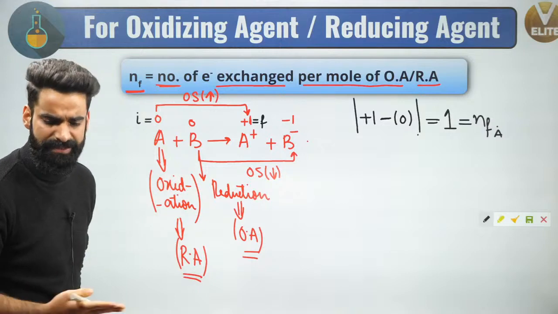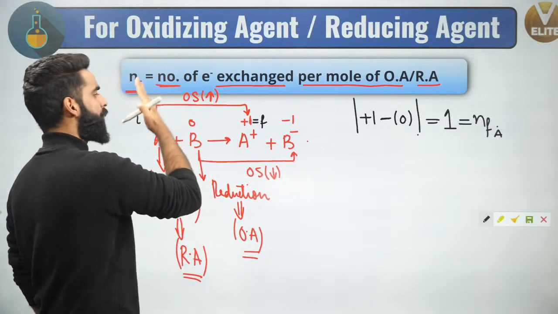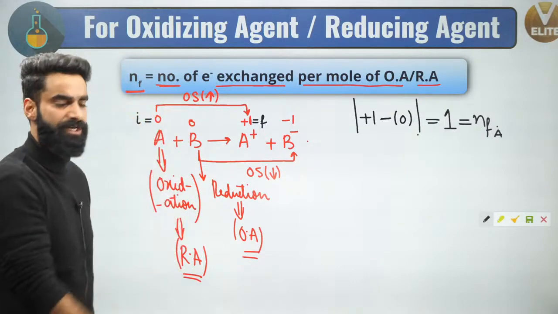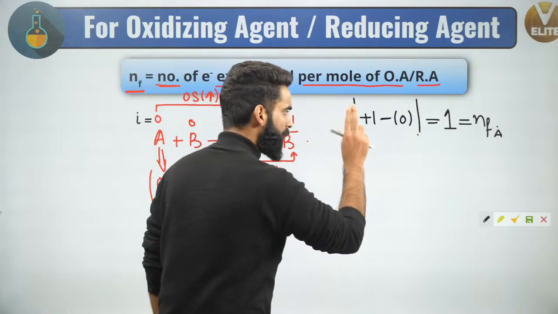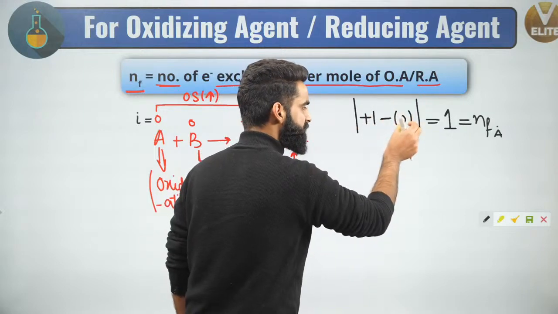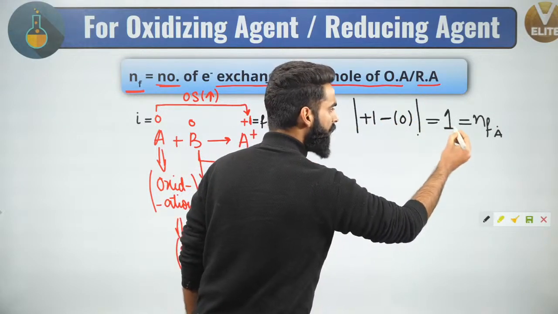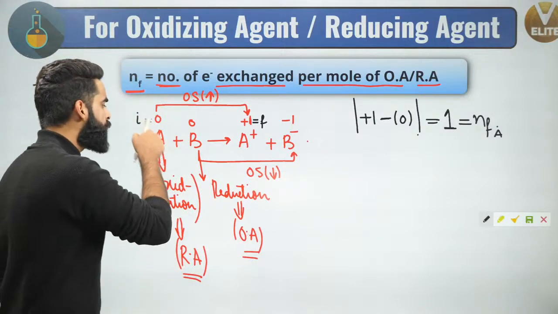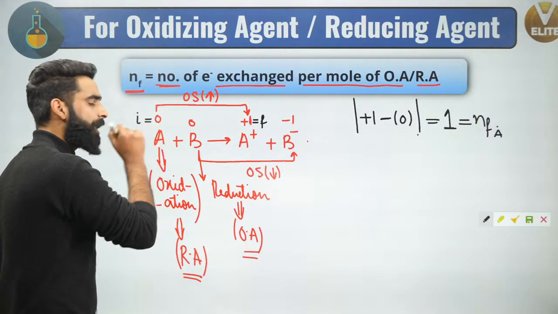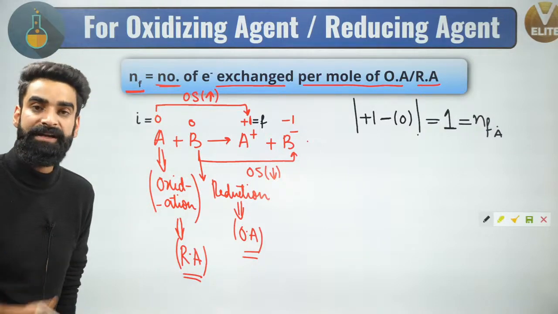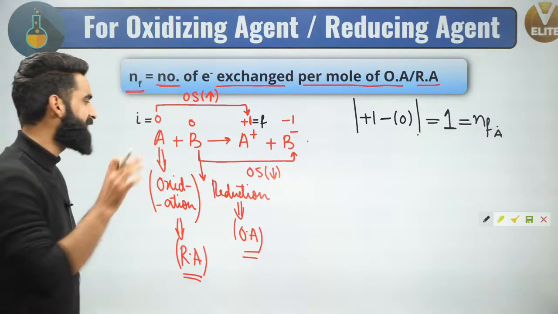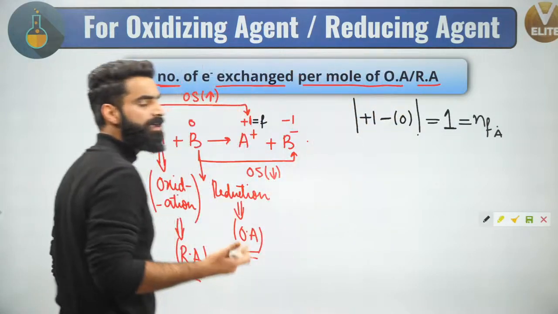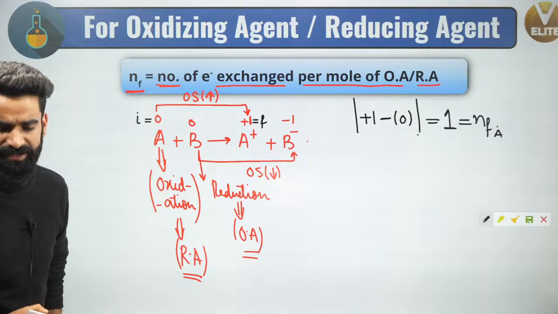What I did simply is calculate the change in the oxidation state of A, which is the final oxidation state of A minus the initial oxidation state of A, and whatever the value of the change in the oxidation state of A is, that's equal to 1. This one I'll be calling the n factor of A. If you know the n factor of A, can you calculate its equivalent mass as well? Definitely. How? I'll simply divide the molar mass of A by its respective n factor. I'll get the value of equivalent mass in grams.